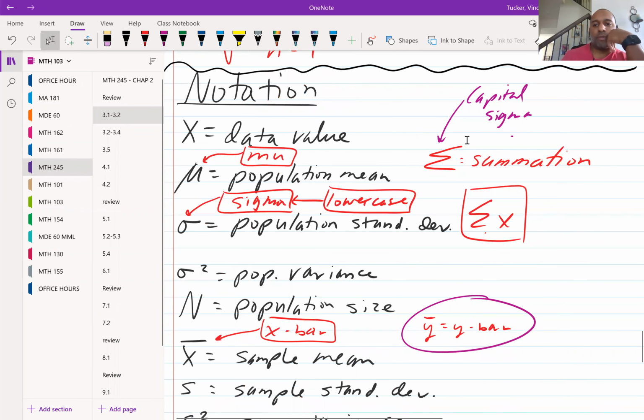Oh, also over here on the right, capital letter sigma. Some of you may have seen capital sigma before, whether it's Greek or fraternities or whatever. That represents the summation. So if you wanted to add up your data values, that's capital sigma. But lowercase sigma is a part of your notation as far as your population is concerned. Then capital N is your population size.